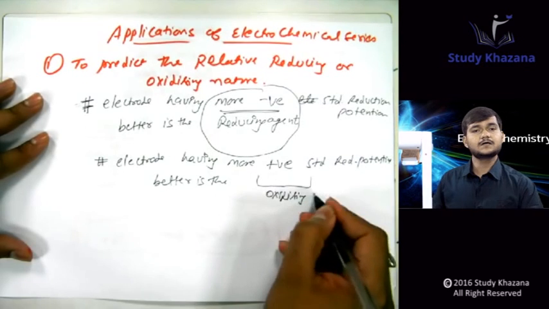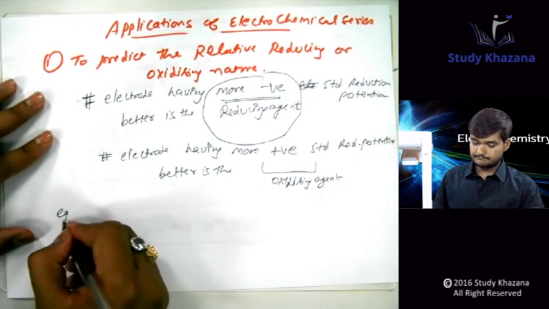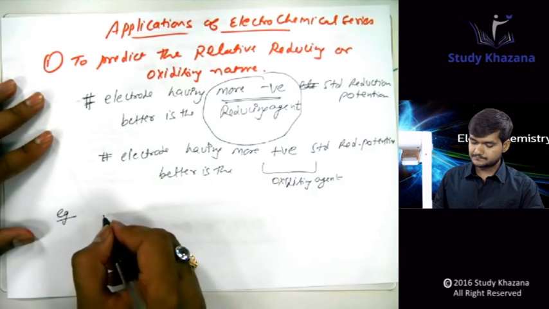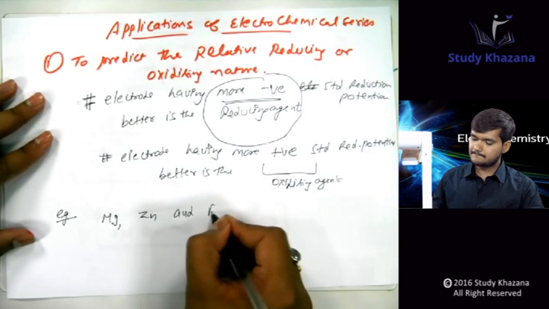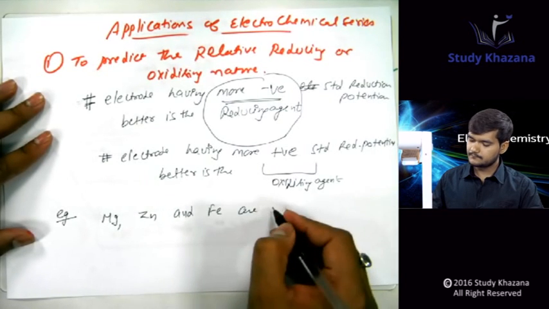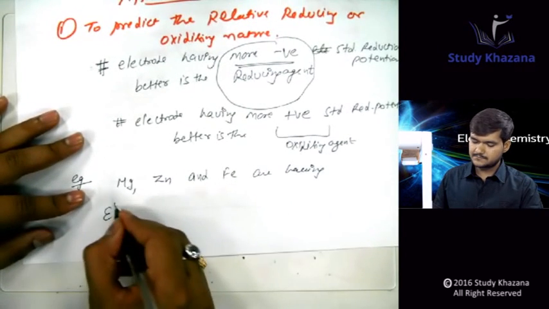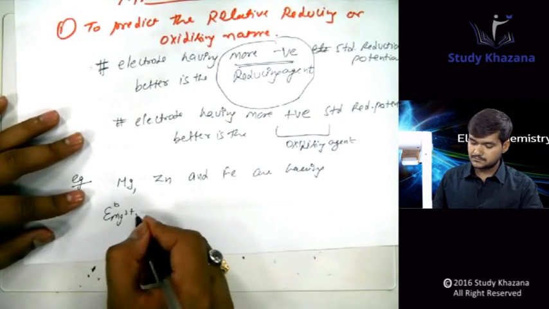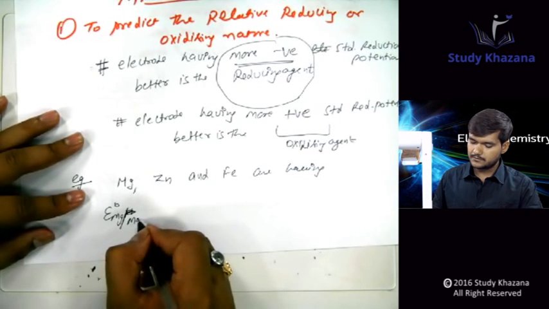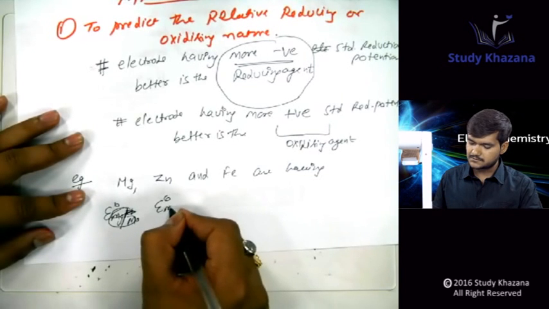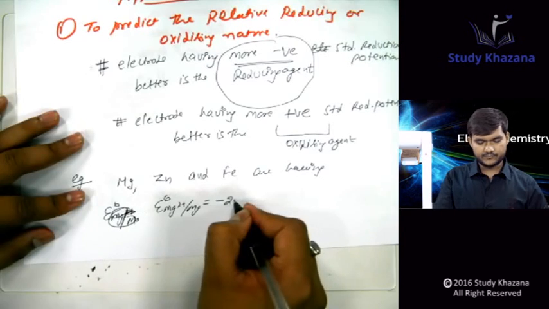Yes. So if I give you an example, magnesium, zinc and iron are having their reduction potentials like E naught Mg2 plus to Mg is minus 2 point, let me give you the values.